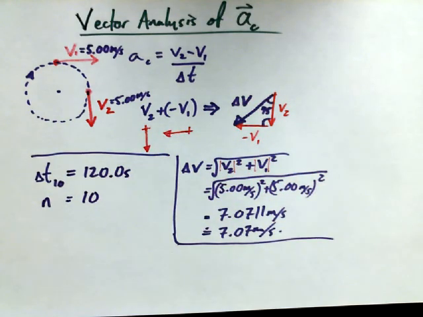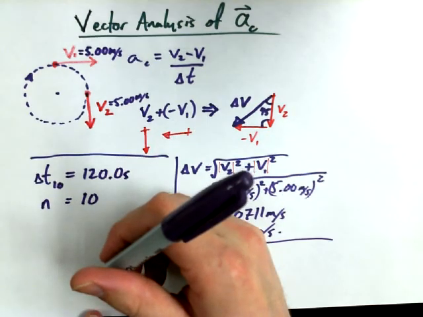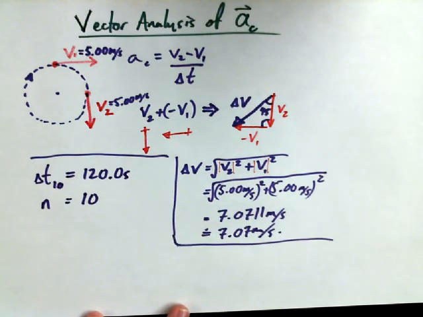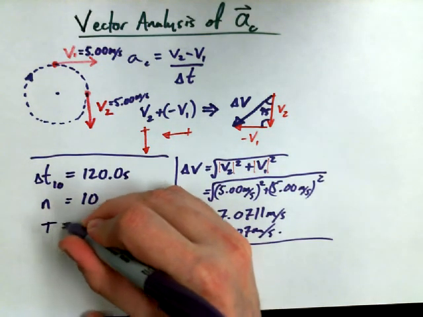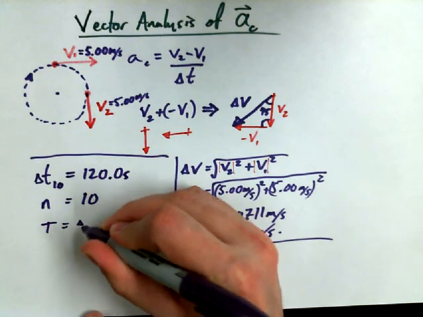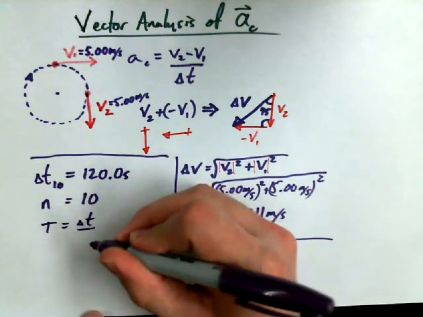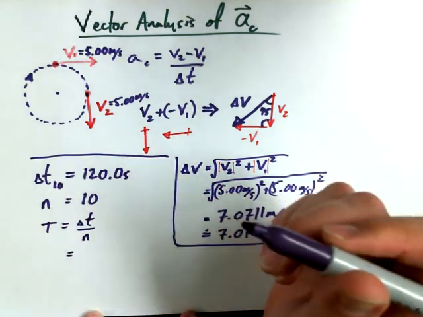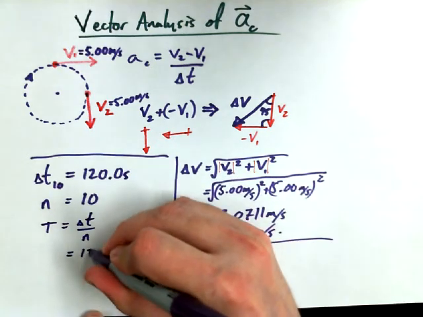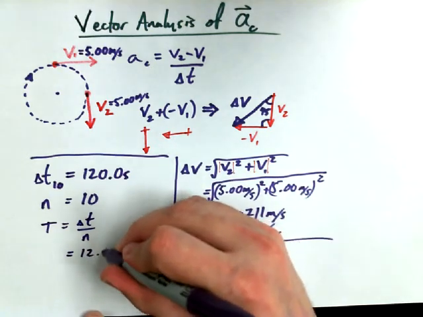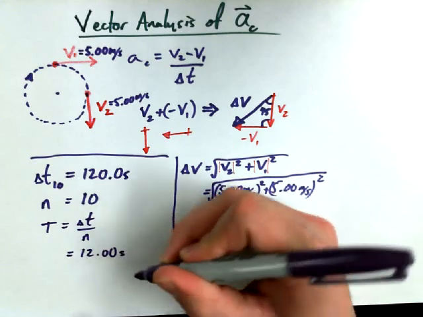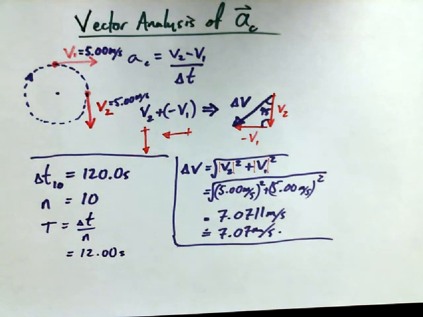What's the period on this guy? Can you do that math in your head? Period is equal to delta t over n, which in this case is 120 divided by 10. That shows nice round numbers, 12.00 seconds. And you keep 2 places because the 10's absolute. Yeah, the 10's a count, so it's infinite significant figures, if you like.